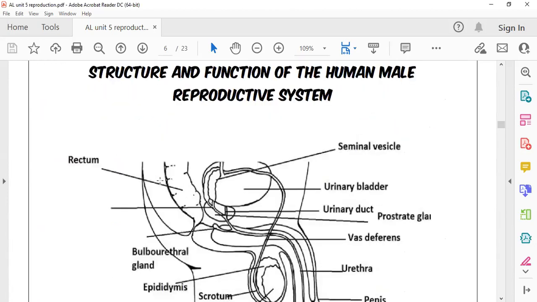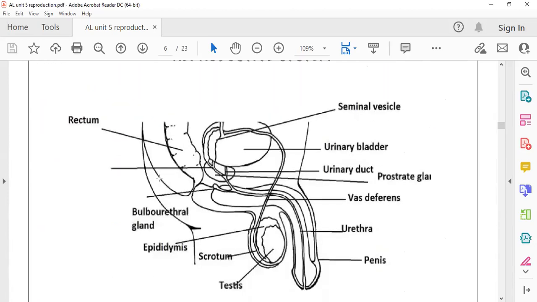So we are going to discuss individually the male and female reproductive systems hereafter. Here, the picture depicts a male reproductive system. I will first indicate the components of it. Take a highlighter and highlight the components of the male reproductive system.